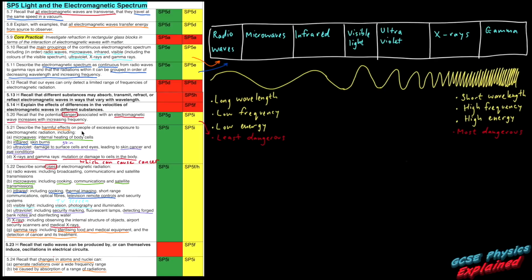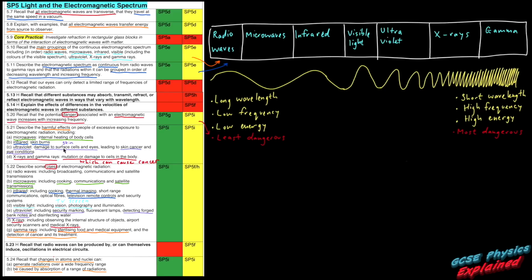Describe the harmful effects on people of excessive exposure to electromagnetic radiation, including, so you've got to know that microwaves can cause internal heating of your body cells. In other words, cooks you from the inside. Infrared waves can cause skin burns. Infrared is just a posh word for heat. So you know that if you get too close to a fire, lots of infrared is coming off a fire and it can burn you.